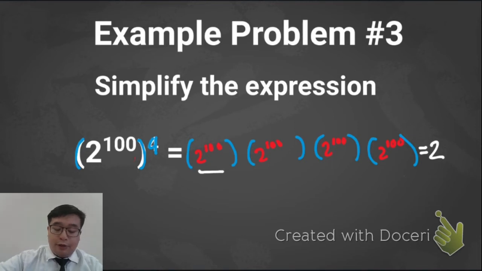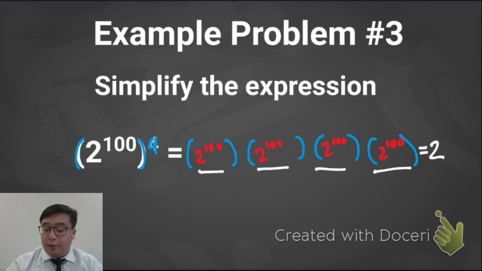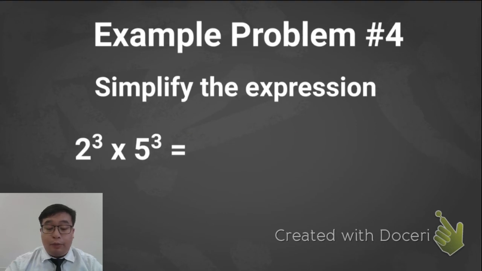Since I have 100 2's here, another 100, another 100, another 100, counting them all up, I have a total of 400 2's all being multiplied together. Now let's go over some problems where we have different bases but the same exponent.